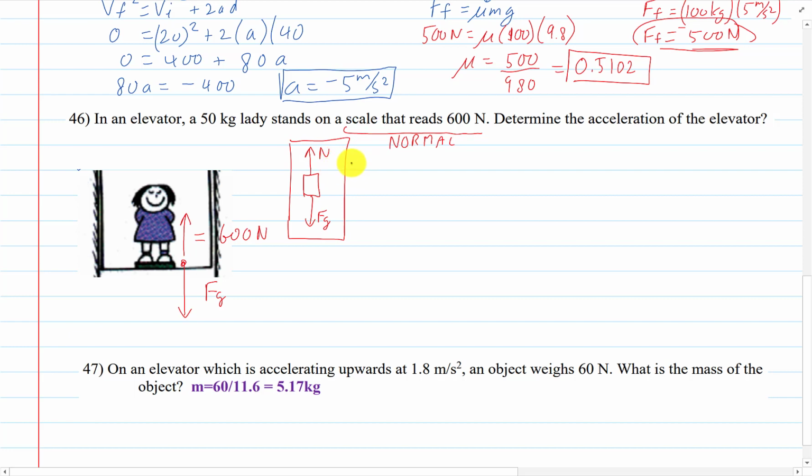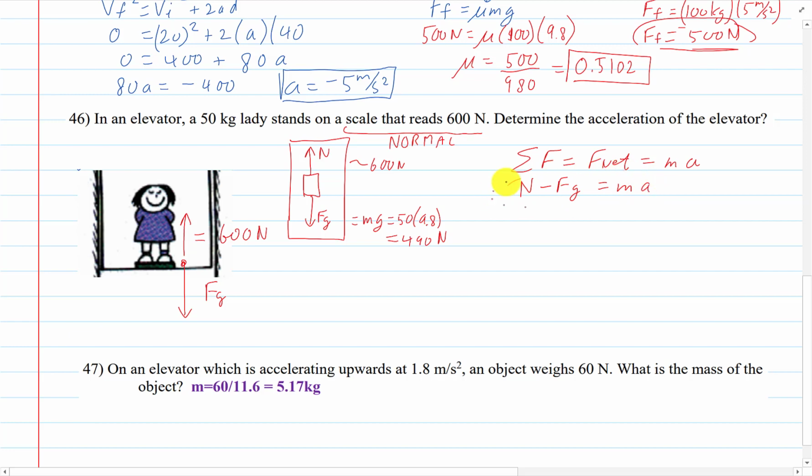Okay. So we're told that this is 600 newtons, and this is mg, which is going to be 50 times 9.8. So this is going to be 490 newtons. This one's winning. So we write down the sum of the forces is equal to F net equals ma. So the normal minus the force of gravity is equal to ma.